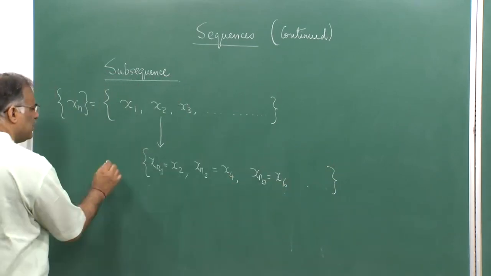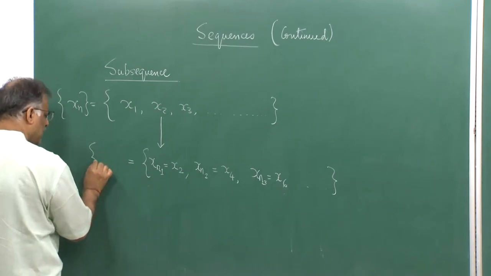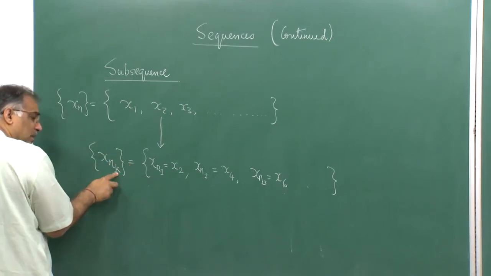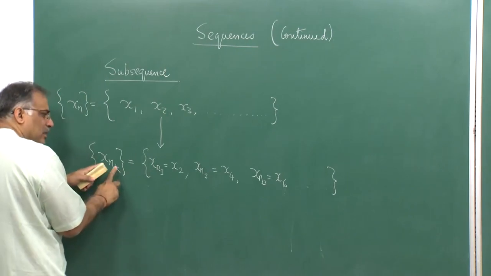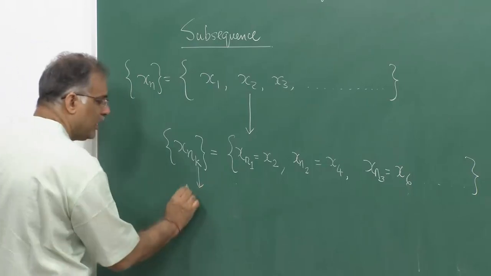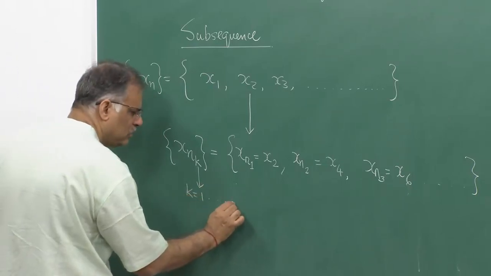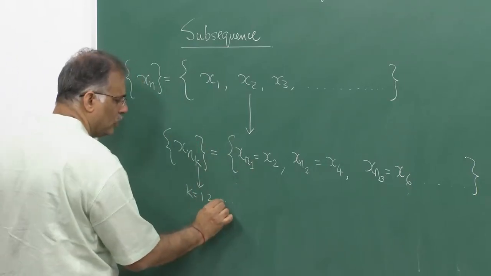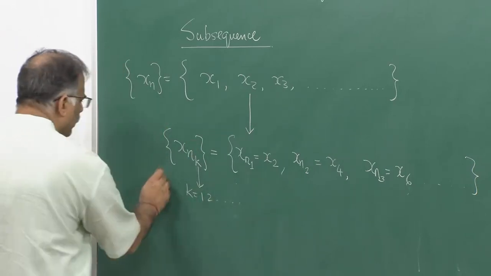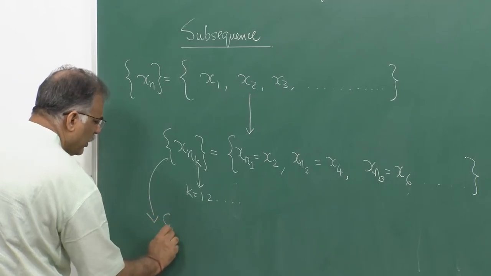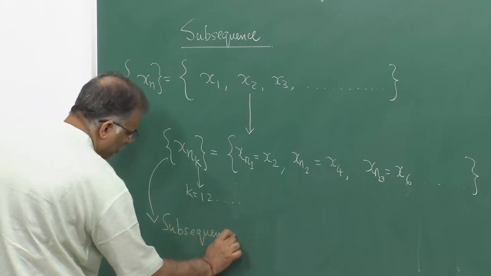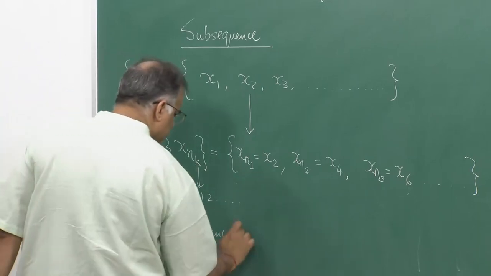This sequence is denoted as Xnk. The index of this new sequence is not n, but k. K is the index, going from 1 to whatever, 1, 2, and so on. This new sequence is called a subsequence of Xn. There can be many subsequences, countably many.